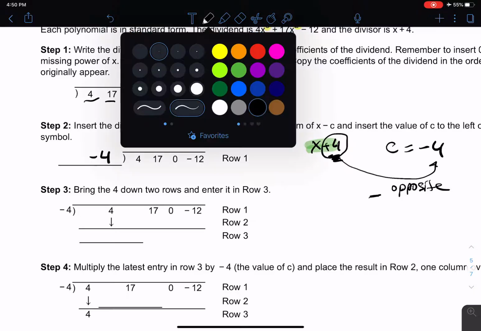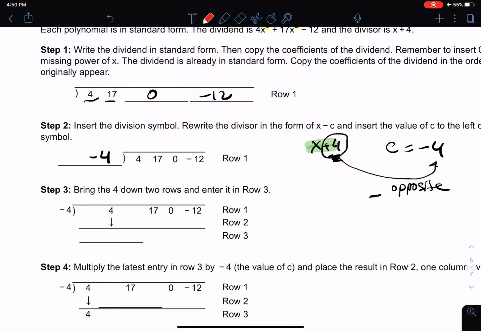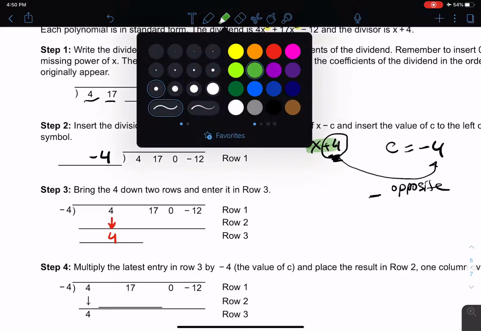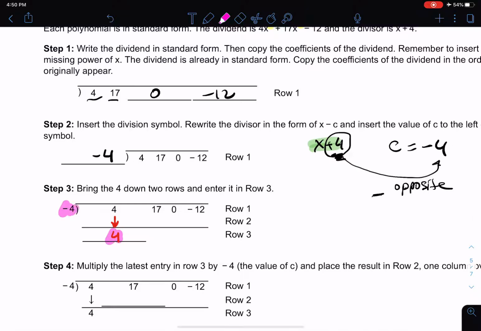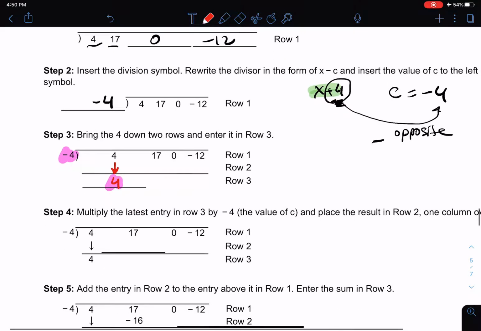So what we do as our first step is you bring a 4 down. Well, that's nice. Okay. Then the next step, you multiply the 4 times the negative 4. If you multiply 4 times negative 4, you get negative 16.